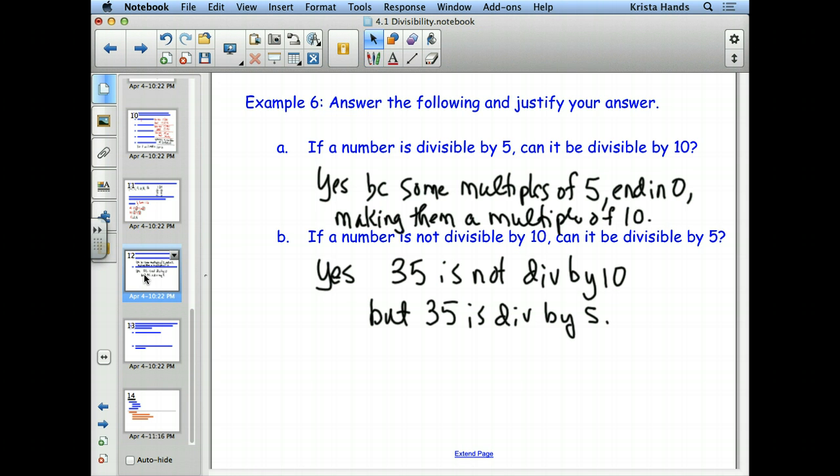Now let me change the question slightly. So this is sort of my making up on the spot part C. What if part C said, if a number is not divisible by 5, can it be divisible by 10? No. Because what would have to happen for it to be not divisible by 5? It can't end in a 5 or a 0. So if it can't end in a 5 or, in particular, a 0, then it certainly can't be divisible by 10. So the order of the way that the question is phrased really makes a big difference on these.